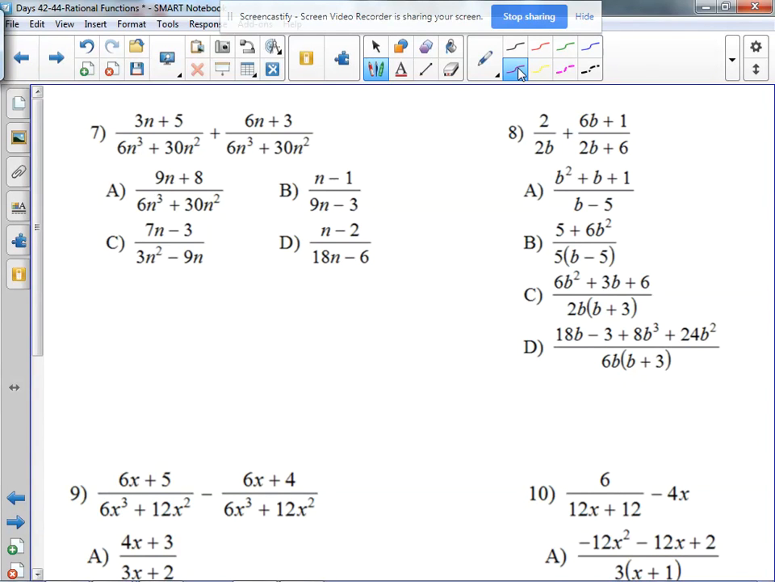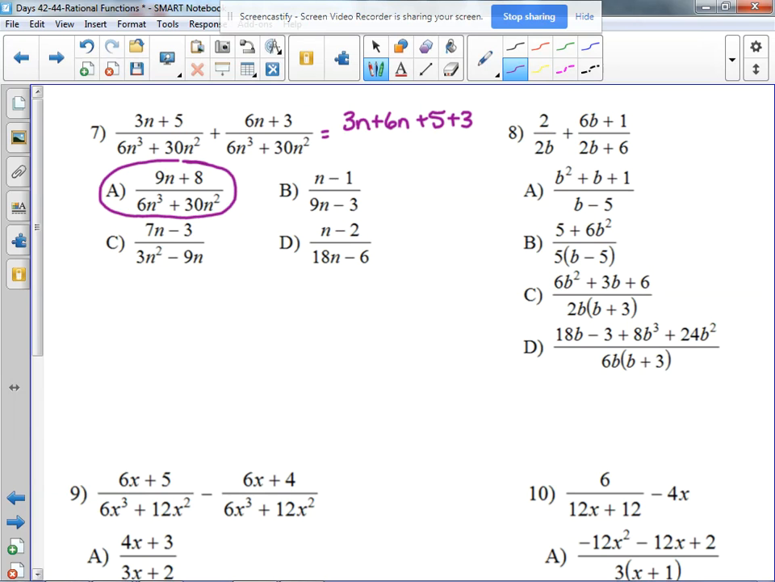Together as long as they have the same denominator. So we just add like terms: 3n plus 6n and 5 plus 3. So we get, what, 9n plus 8? Do we change the denominator? No, we keep the same denominator. So it has to be A. It has to be A.